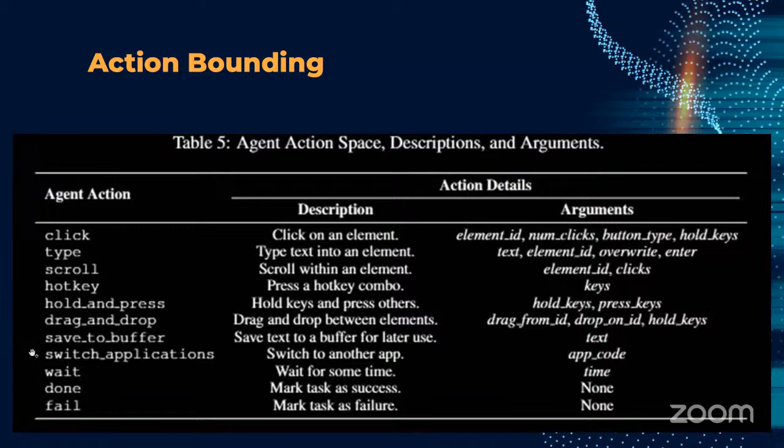Then there are a few meta tasks: saving to buffer so that the LLM can remember a little bit of what's going on. If there were, say, some text, and then you have to aggregate this text with something farther down on a page, you can save to buffer and scroll. And then telling when it's done or when it has actually failed a task.